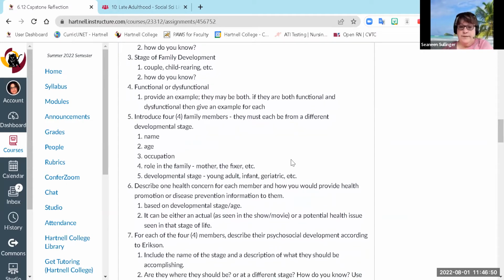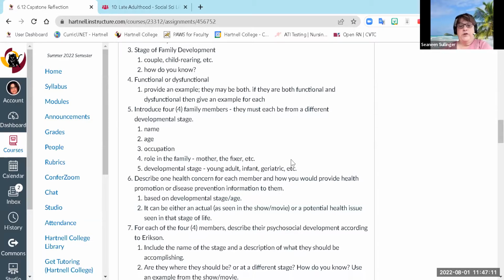Introduce 4 of the family members. They must each be from a different developmental stage. So you can't have mom and dad who are both in middle adulthood. You'd have to have like grandpa. You could also have someone who is pregnant. I will accept that as a separate developmental stage, prenatal.